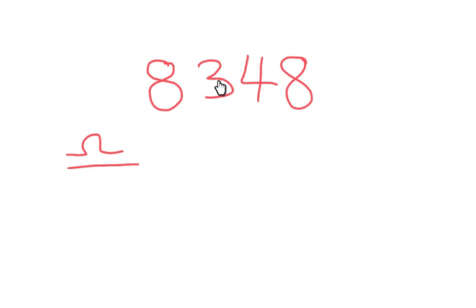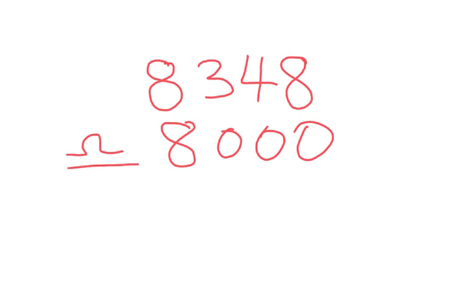So we have 400. So if we have to round this to the nearest 1,000, this currently is at 4. It's not up to 5. So it can't be rounded up to 1,000. So we just have 8,000 as our answer.